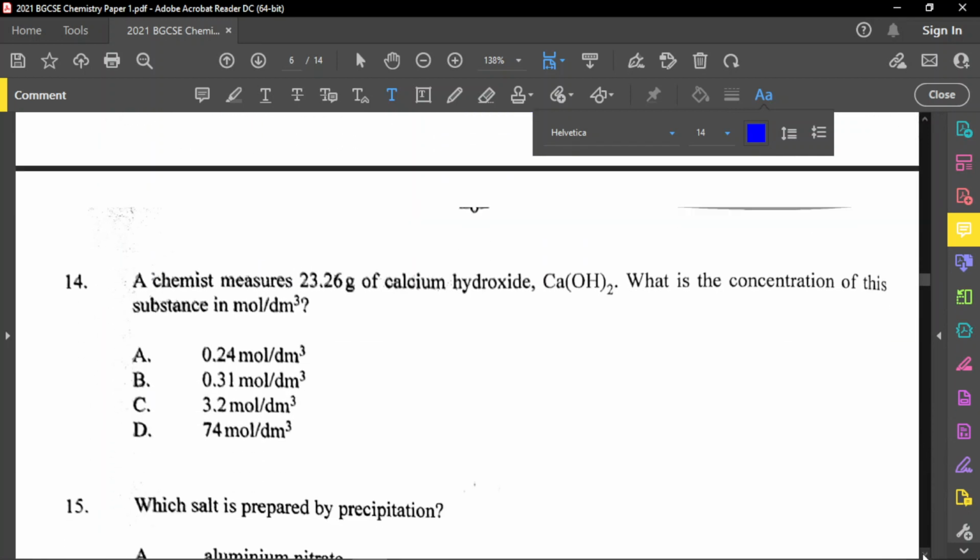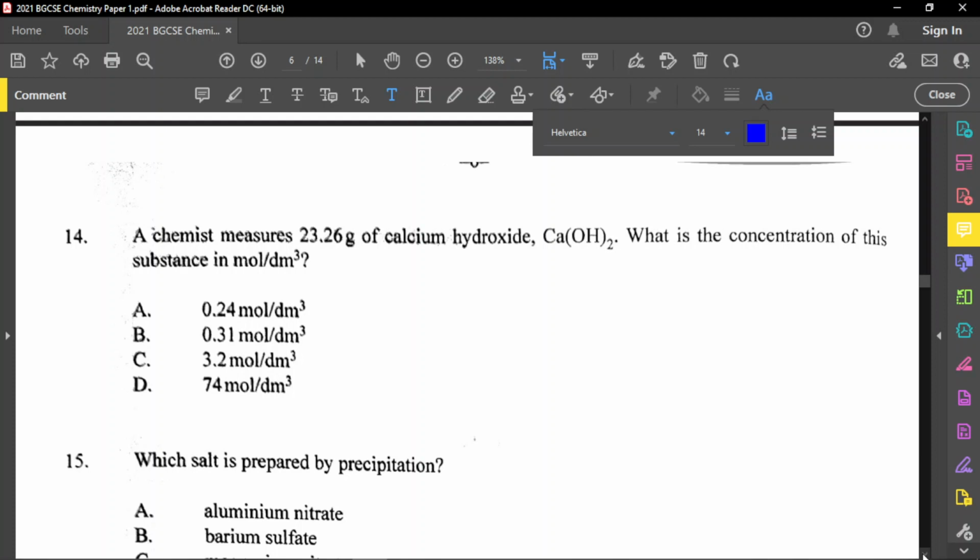All right, number 14. A chemist measures 23.26 grams of calcium hydroxide. Just to point out, this must be an aqueous solution. What is the concentration of this substance in mol per dm cubed?